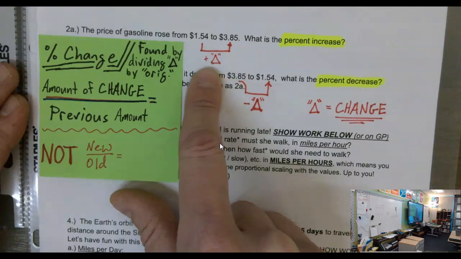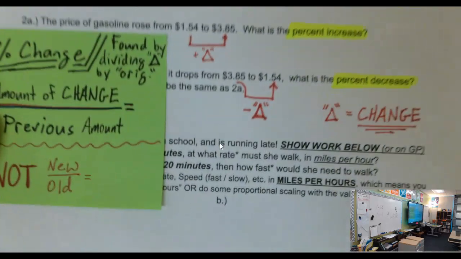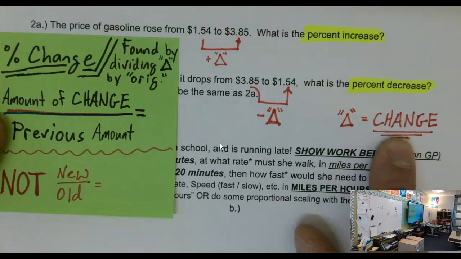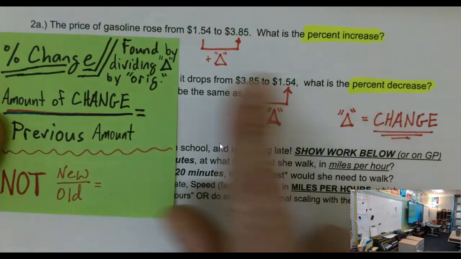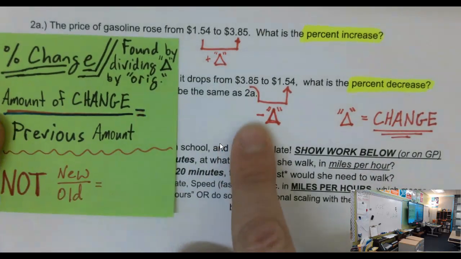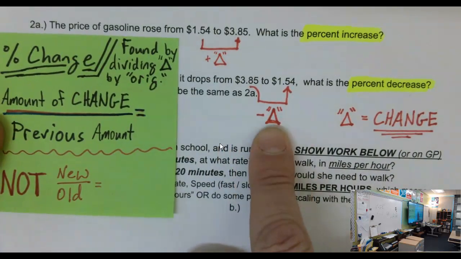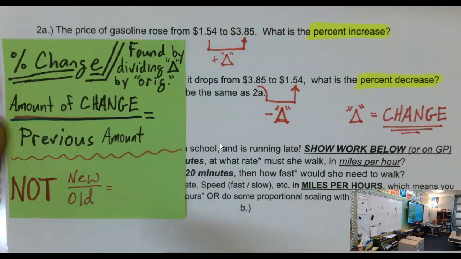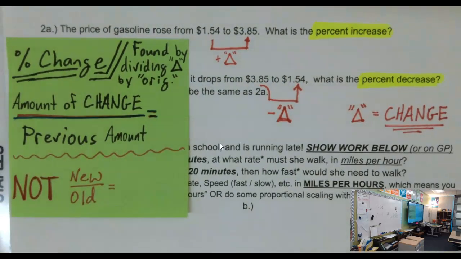So the delta, which we got to get used to, this just in math and science, the triangle, it means change. The delta means change. We first have to figure out what was the change, like what got added or what got subtracted. And then divide by the previous amount. You got to find your delta first. Big questions on that for everyone.